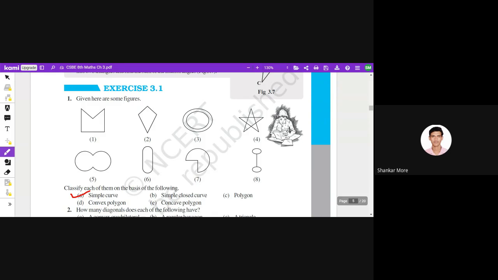Okay, so the answer for the first one is 1, 2, 5, 6, and 7. This is a simple curve, this is a simple curve, this is a simple curve, this is a simple curve, and this is a simple curve. Okay, so this is the correct answer: 1, 2, 5, 6, and 7. Now tell me about simple closed curves. Which of them are simple closed curves? Again, the answer is going to be the same, right? 1, 2, 5, 6, 7. These are simple closed curves.